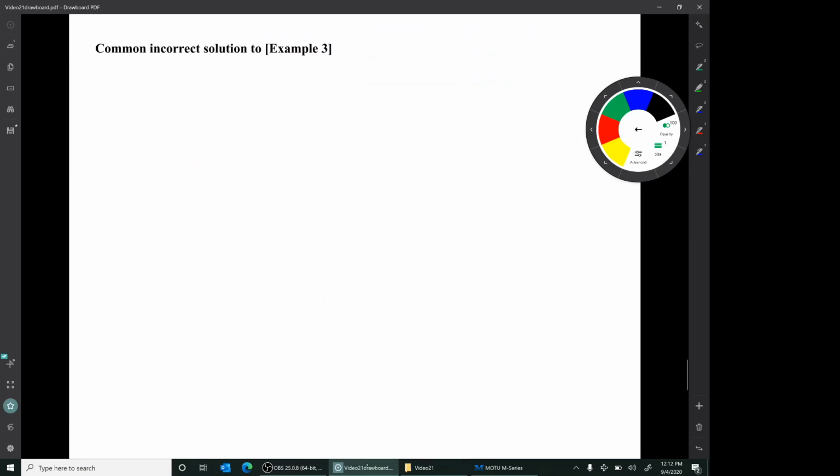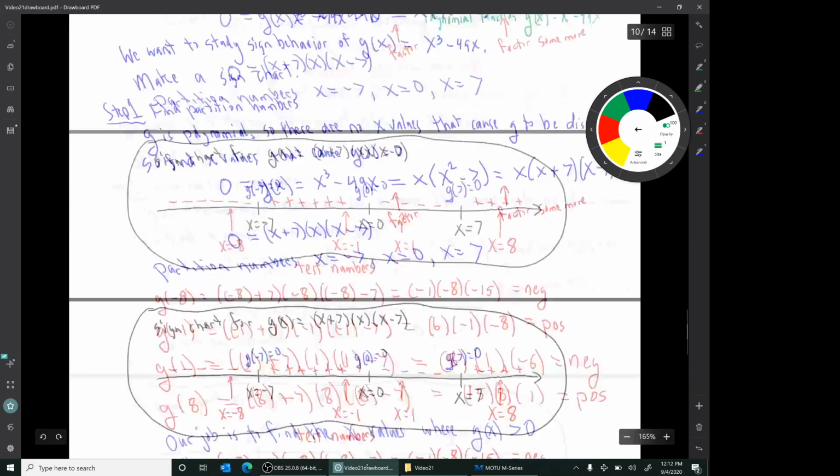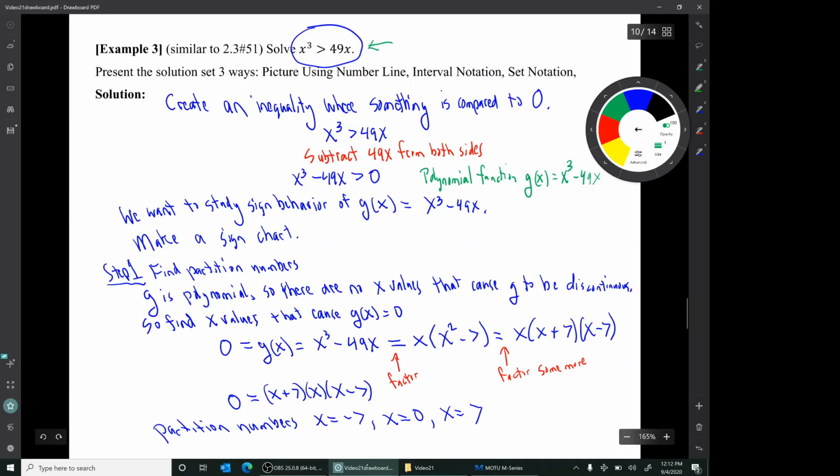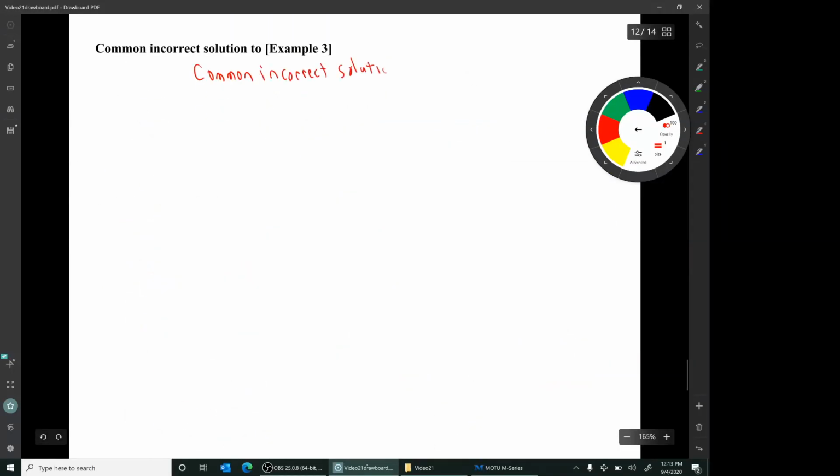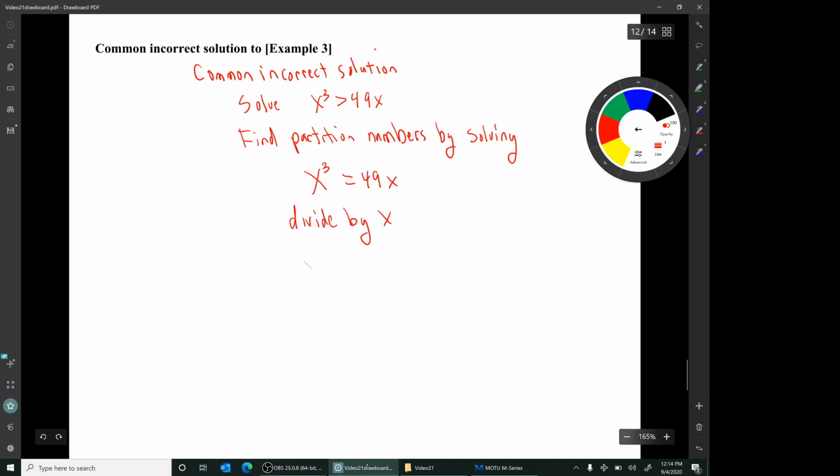I want to make a little remark here about a common incorrect solution to this example. So remember, how did this example start? We were supposed to solve an inequality. We're supposed to solve that inequality, x cubed greater than 49x. Here's a common incorrect solution. I'm going to write it in red. Here's this solution. It's as far as I'm going to go.